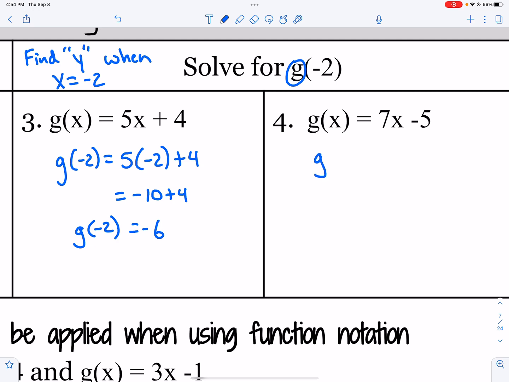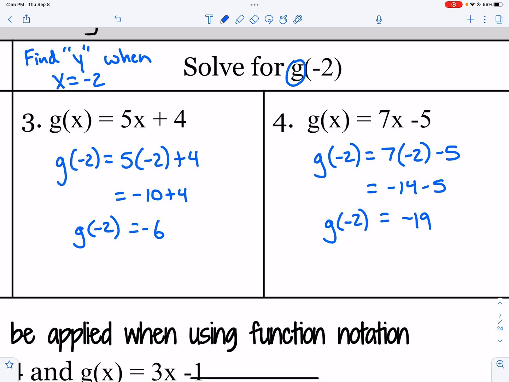And then let's do that one more time. So let's find g of negative 2 for 7x minus 5. So just do 7, plug in negative 2 for x, and then let's clean that up. So 7 times negative 2 is negative 14, and then subtract 5, and we get negative 19. So we have found that y equals negative 19 when x equals negative 2 for the g of x function.